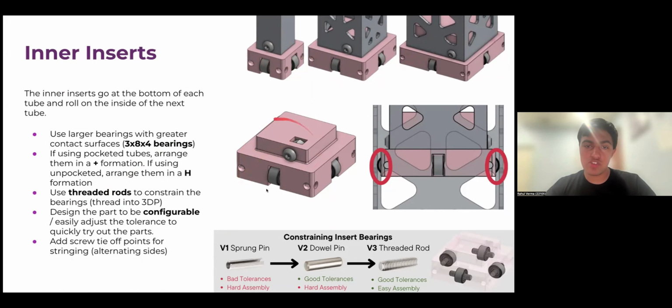This is kind of the general structure of the insert. We found that it's better to use bearings with larger contact surfaces. This is a bearing which has an 8 millimeter outer diameter and 4 millimeter width. We used to use 6 millimeter outer diameter bearings, but they had some issues with breaking. You can see that we have one bearing on each side, and you need to make sure that this aligns with the pocketing on each tube if you're pocketing your tube, because the bearings have to slide along that strut. To constrain this bearing, you can use threaded rods. You can see in this image, we have threaded rods which constrain each bearing.